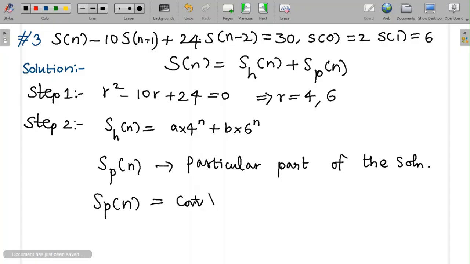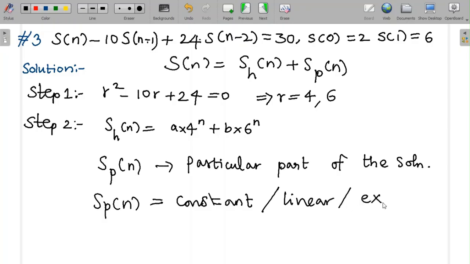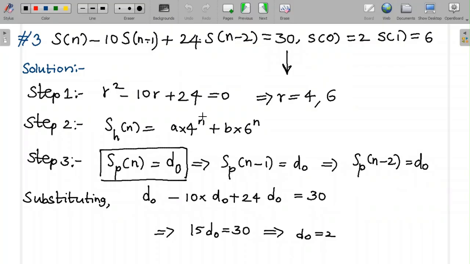If we have a linear function on the right, then the particular part of the solution will also be linear. If we have an exponential function on the right, then the particular part of the solution will also be exponential. Whatever function we find on the right, this particular part will take the same nature. Here we have the right hand side as only a constant 30. So our particular part of the solution will also take a constant nature, and we denote that by d naught.